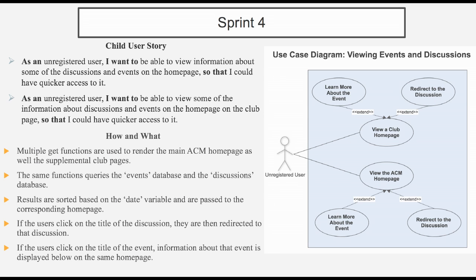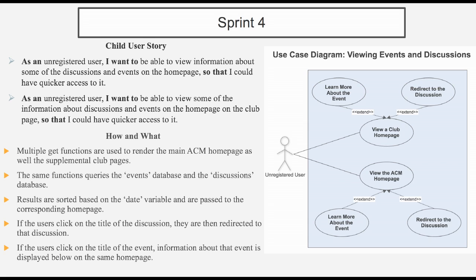Moving on. For Sprint 4, the child user stories were: as an unregistered user, I want to be able to view information about some of the discussions and events on the homepage so I could have quicker access to it. As an unregistered user, I want to be able to view some of the information about discussions and events on the homepage of the club page so that I could have quicker access to it.